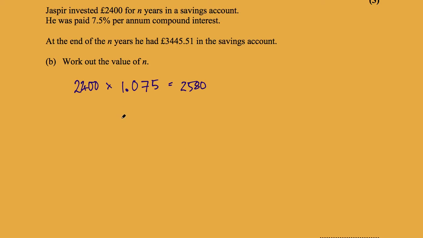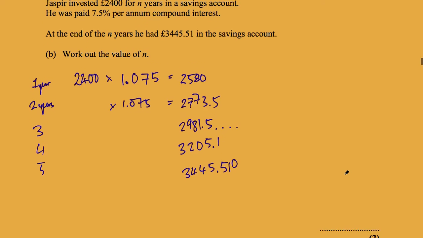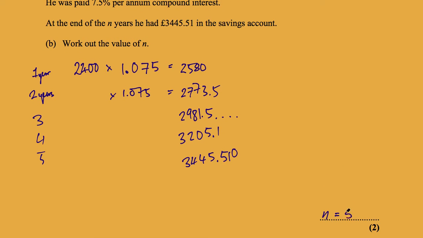And I can just keep going year by year. So that's after 1 year. 2 years, times by 1.075 again, that previous answer, that's 2773.5. And I can keep on going like that. Times 1.075, 3 years, 2981.5, 4 years, 3205.1, getting a bit closer. 5 years, 3445.510. So that's it after 5 years. N equals 5, it's after 5 years.